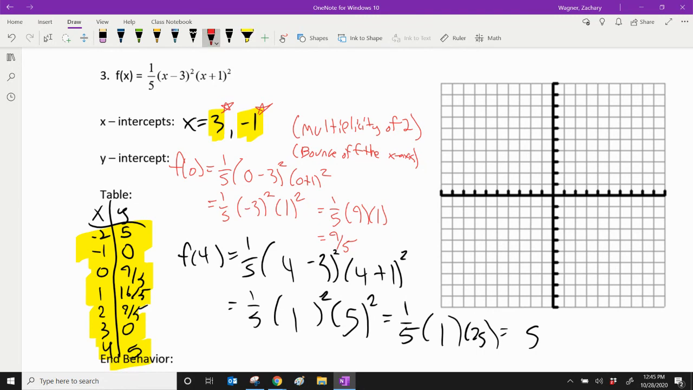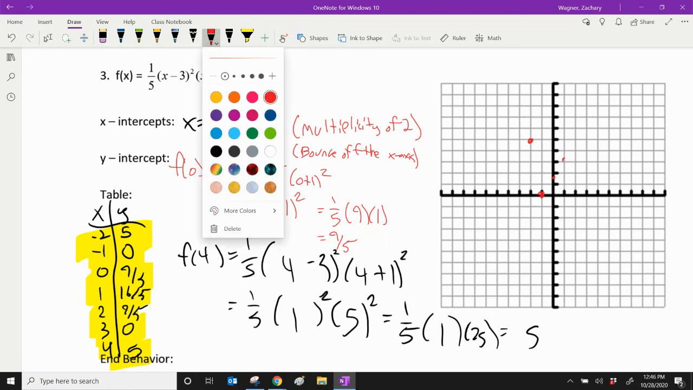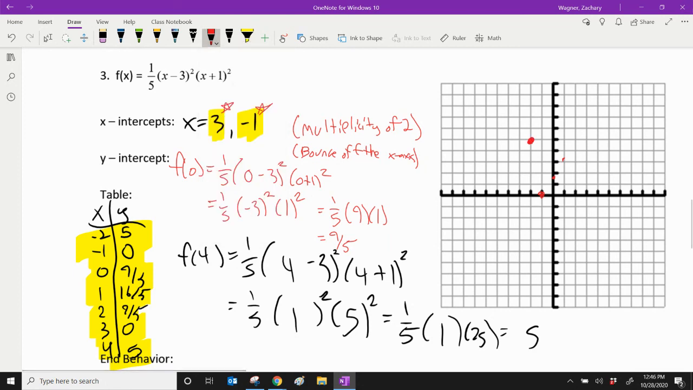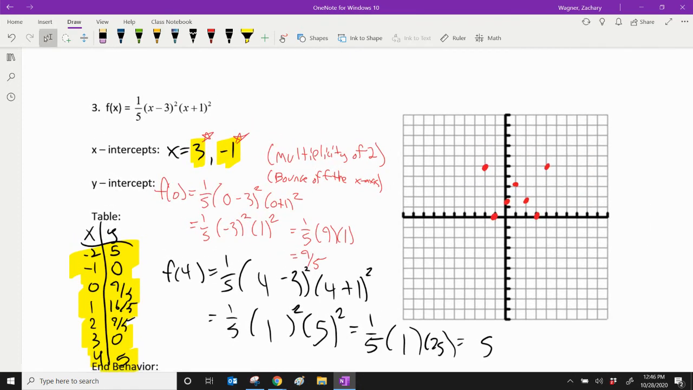Plot your points: negative 2, 5; negative 1, 0; 0, almost 2; 1, just over 3; 2, almost 2; 3, 0; 4, 5. Boom. There's my graph. End behavior.